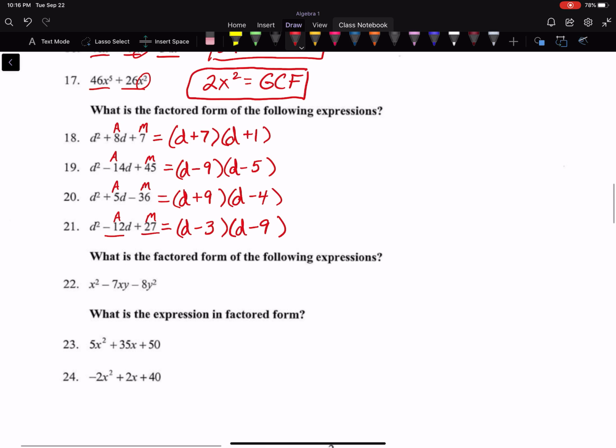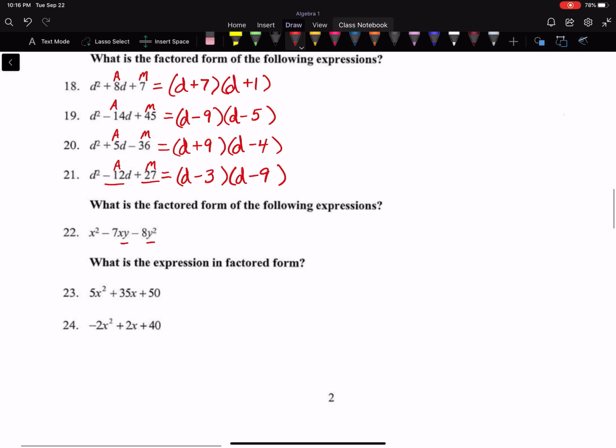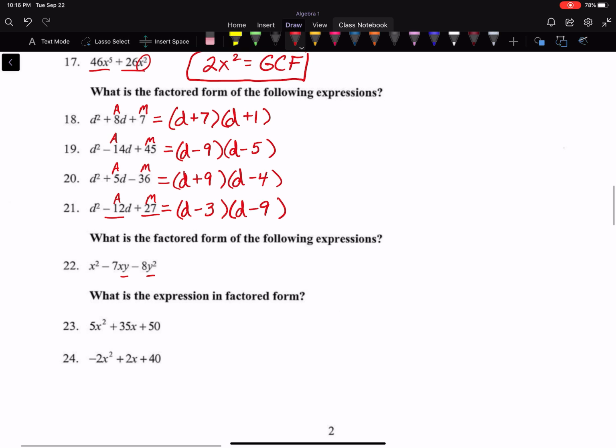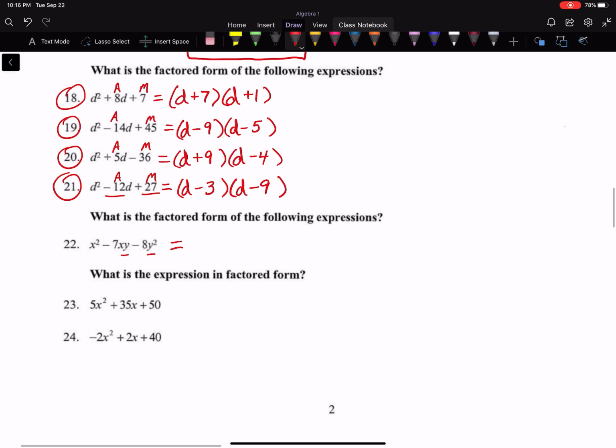22 is a little more complicated simply because they added a y in here. But basically you do it the same way you did 18, 19, 20, and 21. You just add a y on the end of your number here. So we're going to do the same thing. We'll have an x. We're going to have an x. And so we're looking for two numbers that multiply to be negative 8 and add up to be negative 7. That would be negative 8 and positive 1. And since we have y's on the end, all you have to do is put a y on the end in your factors.